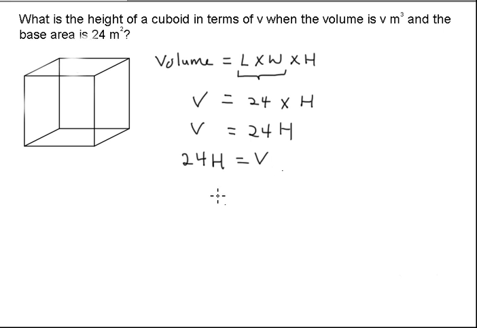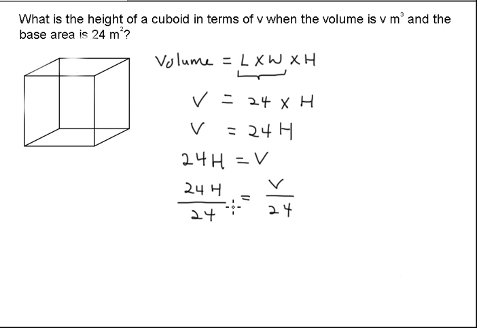So now we are supposed to do the h. We want to find h, the height. Well, if only the 24 would go away, that would be perfect. I want to make the 24 go away. Now the way I do this is I take 24h, divide by 24. This is equal to V divided by 24.